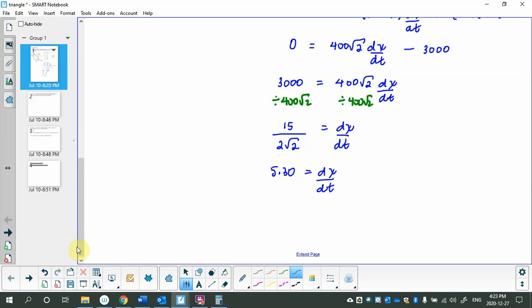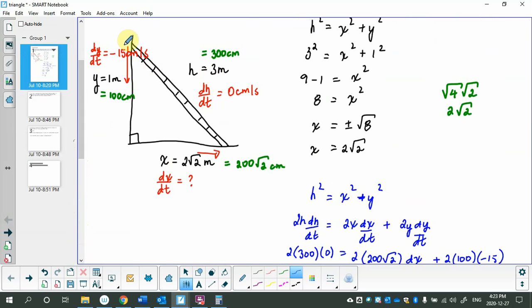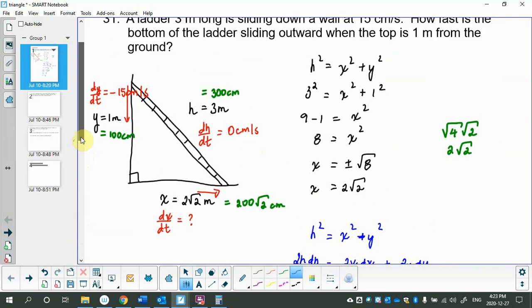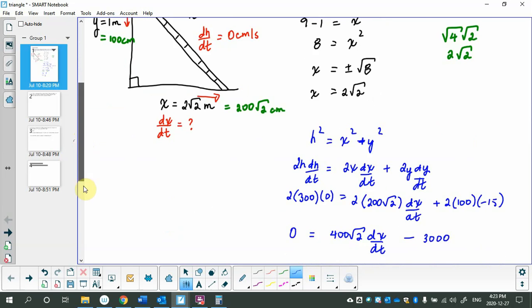And this answer should make a bit of sense. If this is coming down the wall, which makes it a negative because we're closing in a distance, making it less and less as the ladder slides, this distance is getting more and more, which means it should be positive. So back to the original question, how fast is the bottom of the ladder sliding outward?